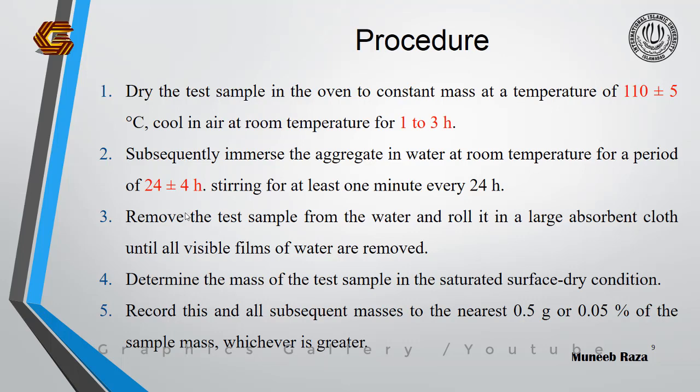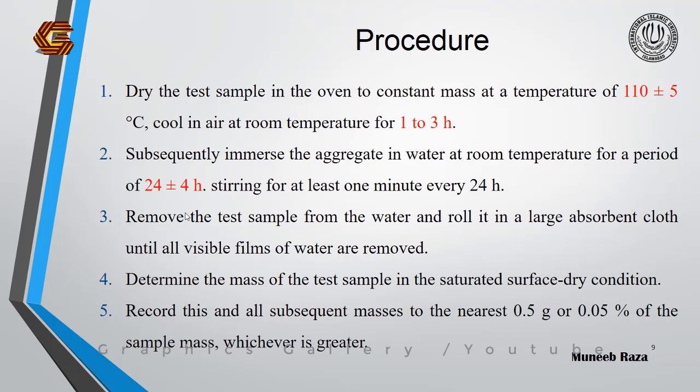Take all the sample out of the water from the bucket and put it on the towel and remove all the water from the surface. Whenever you look at the aggregate and it shines, it means there is a layer of water on it. You have to remove it. So carefully remove all the water. Once it is removed, it will achieve its SSD condition, saturated surface dry condition. It means the surface is dry but the inner voids are all filled with water.